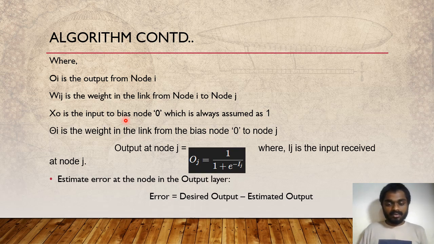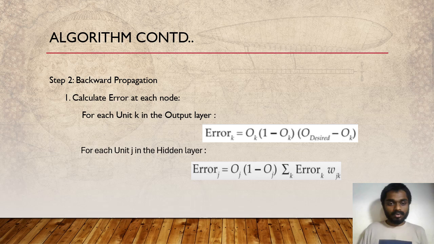Output at node j is Oj = 1 / (1 + e^(-Ij)), where Ij is the input received at node j, and we need to estimate the error at the node in the output layer. The estimated error at the node in the output layer is calculated as desired output minus estimated output. And in this algorithm, step 2 is known as backward propagation.